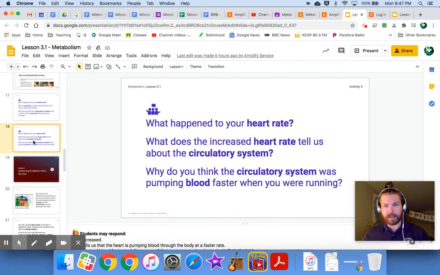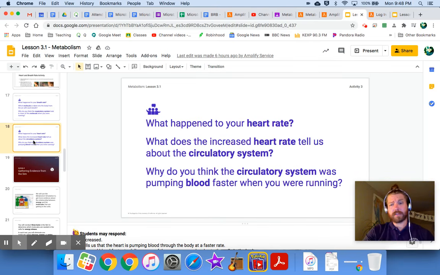Next thing, what about your heart rate? Most of us probably noticed that our heart rate went up. What does the increased heart rate tell us about the circulatory system? What does the circulatory system do? What does it bring around to the body? Why do you think the circulatory system was pumping blood faster when you were running? Now, breathing is pretty obvious. Okay, oxygen, breathing, right? But with the circulatory system, we know that there are a lot of things going on with the circulatory system.